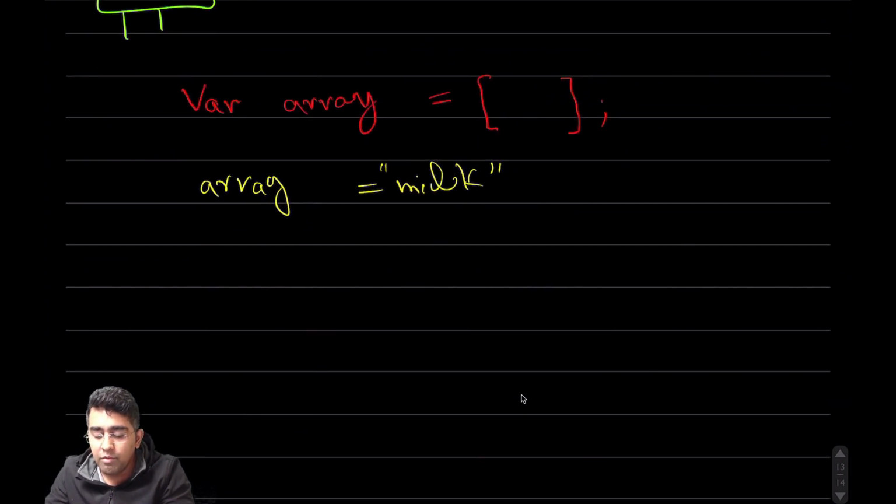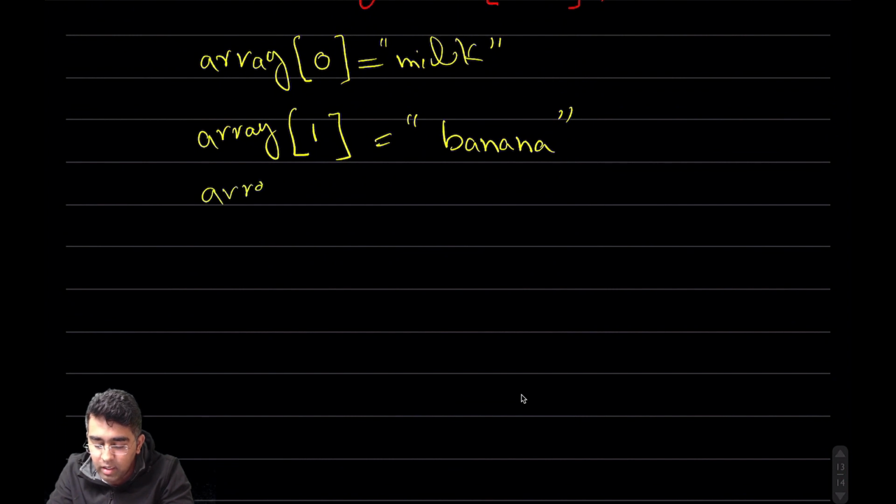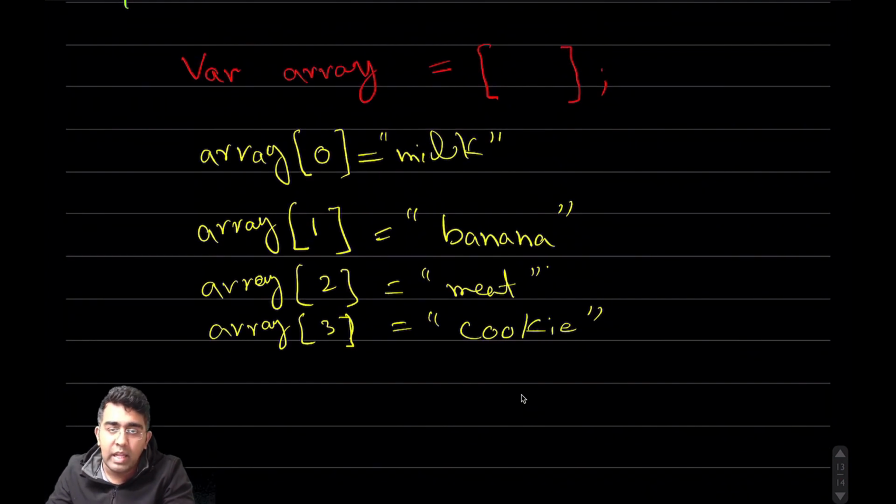So we will store values inside an array according to the index. We say square brackets here, and we type the index we want to store this value to. So we say zero index. And then we say array index one, we can set that to banana. And then array index two, we can say meat. And then array three is equal to cookie. Okay, so this is how you store the values in an array.